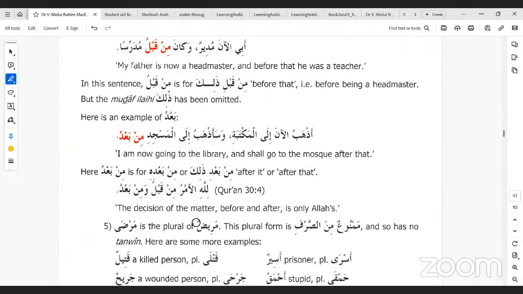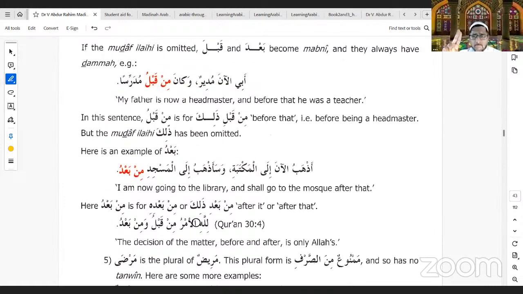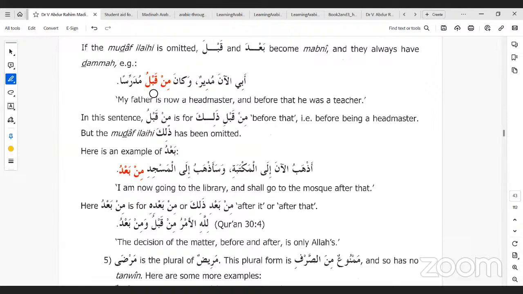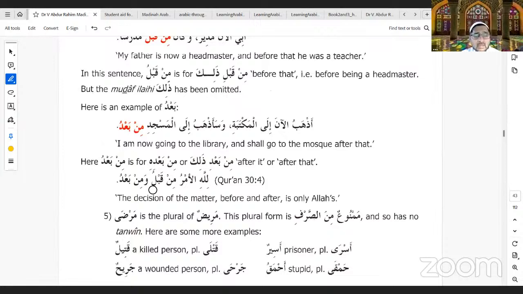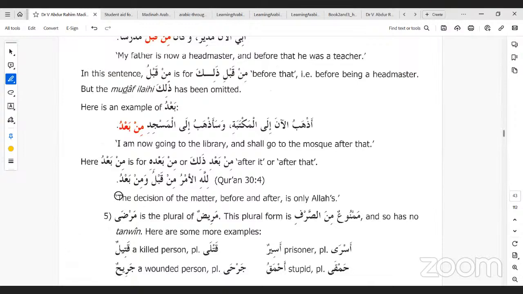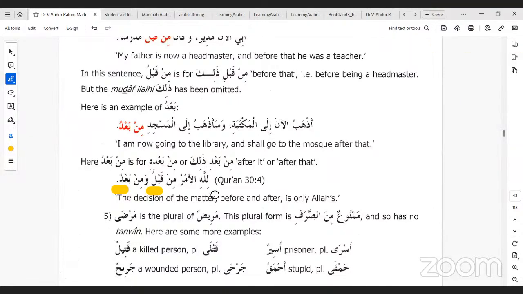We'll practice with the lesson, and inshallah we'll understand that better. But remember, qabla and qablu come. When qabla comes, the mudaf ilay will be mentioned. When it's qablu, mudaf ilay will not be mentioned. So in this verse, Lillahil amru min qabli dhalika wa min ba'di dhalika, here dhalika in both has been dropped. Okay. That's what's happened. Number 5.